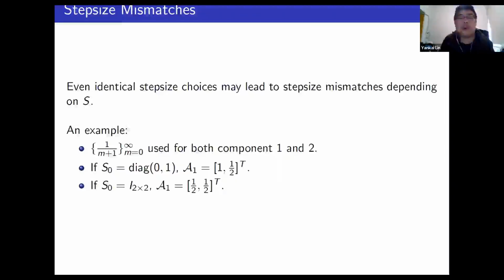If all of the communications and computations are synchronous, which means that S is identity, then we recover the synchronous case, which means that if you select identical stepsize sequences for all components, then you're going to get exactly the same stepsizes at each step for each component. So that's one thing we want to mention. Even if you choose identical stepsize sequences for all components, you may still have stepsize mismatches.